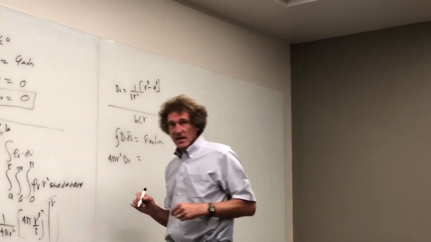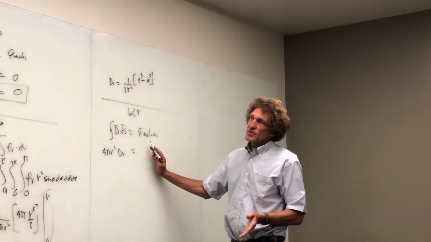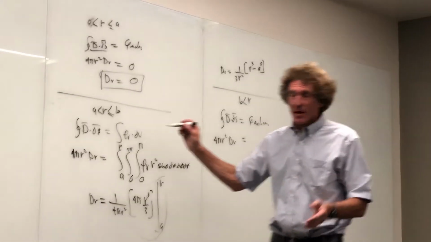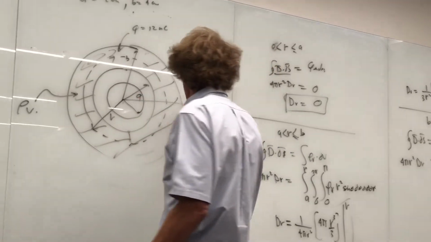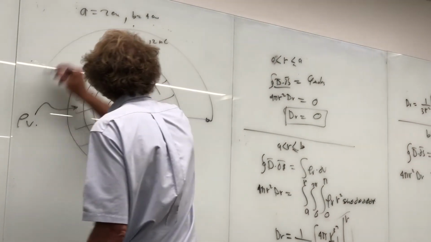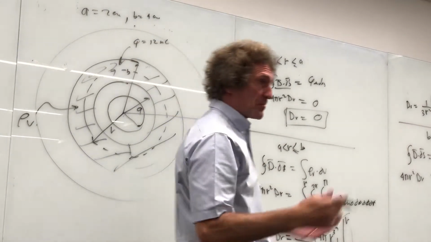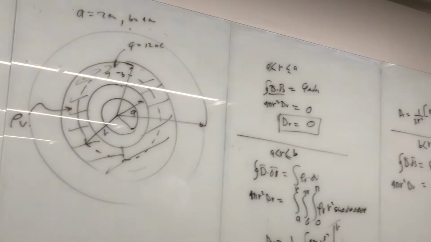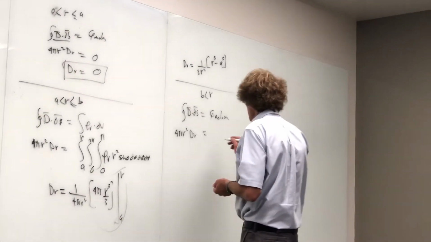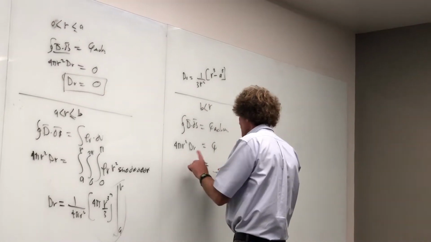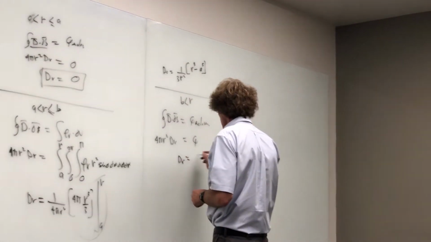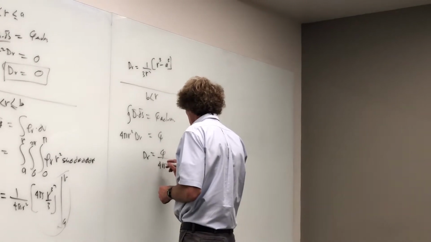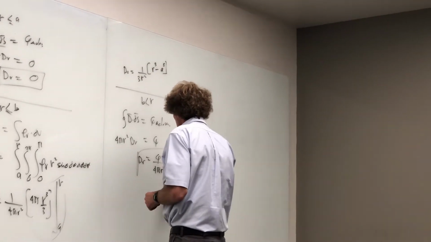That's always the case. How much charge is enclosed? All right, think about it. Now we're outside B, right? So when we put a spherical surface around there, how much charge is enclosed? All of it, right? All of it, 12 nanocoulombs. So here, we just know it's Q, 12 nanocoulombs. Therefore, D of r is equal to Q over 4 pi r squared. And that's what it is.